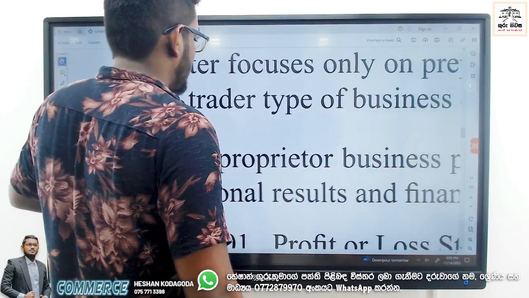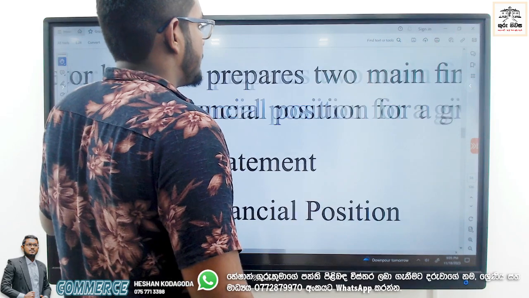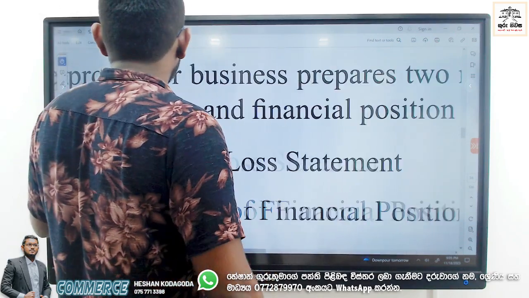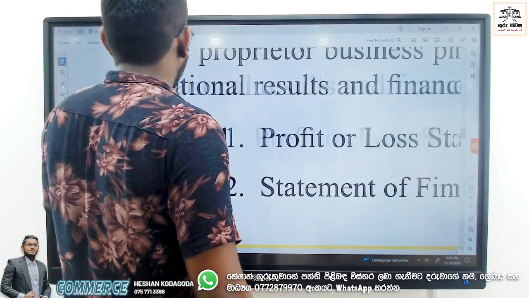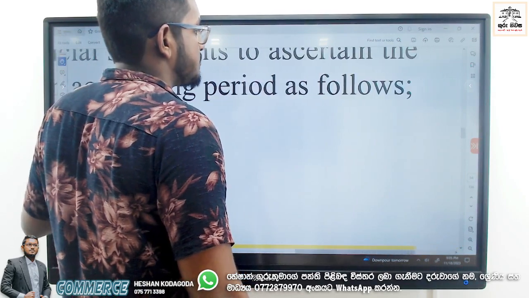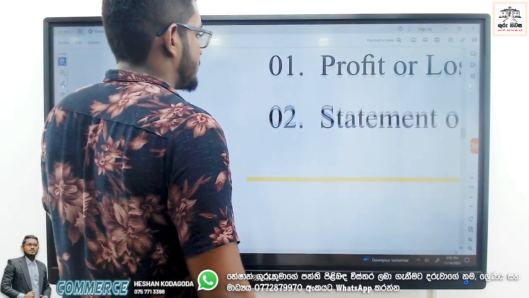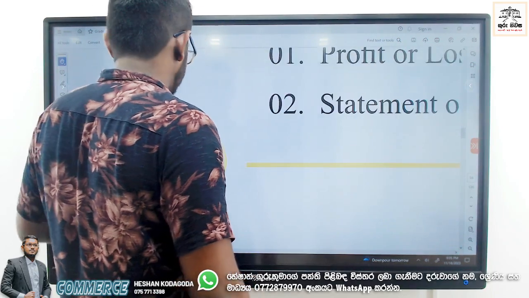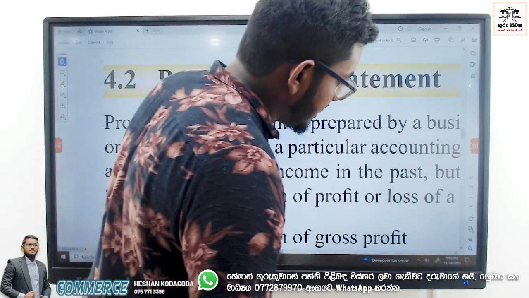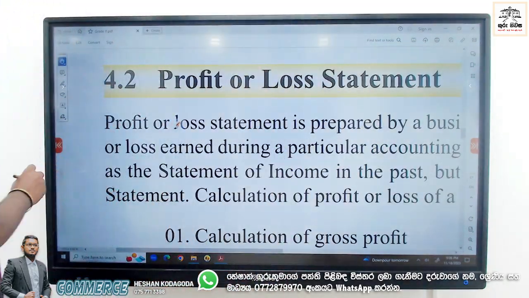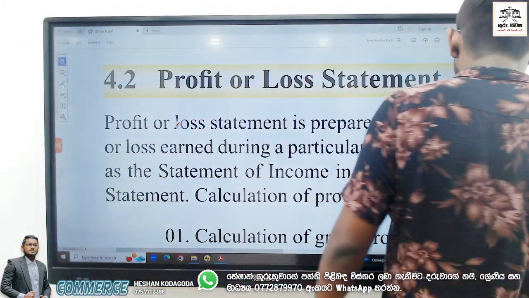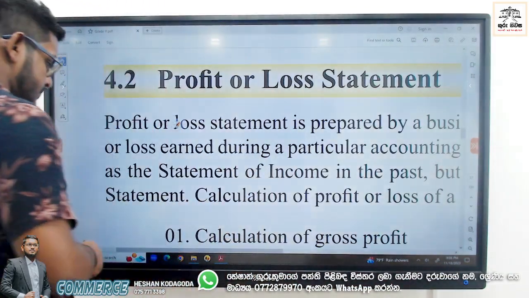A sole proprietorship business prepares two main financial statements to ascertain the operational result and the financial position of a given accounting period as follows. What are they? Profit or loss statement and the statement of financial position. So these are the two things. Today I'm not going to touch P&L, just write the heading and notify.